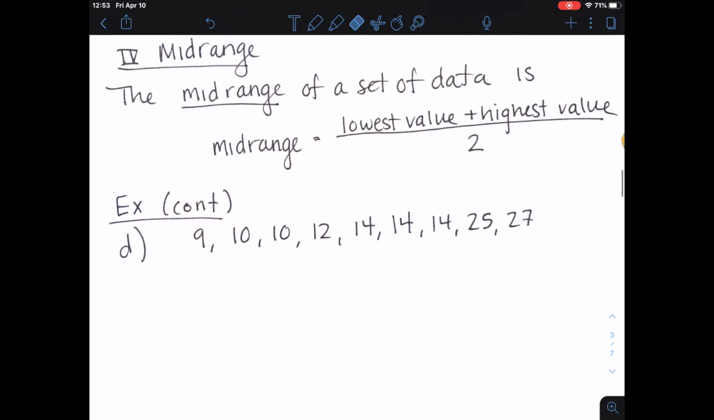So in this same example, the lowest data point is 9, the highest is 27. I want to see the number that is in the middle of those two. So the mid-range is the sum, 9 plus 27 over 2, which is 36 over 2. So halfway between 9 and 27 is 18. So that is our last measure of central tendency.